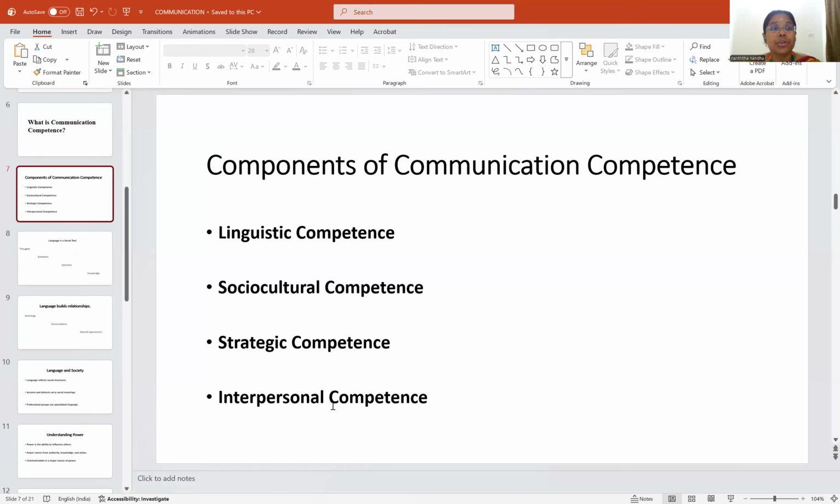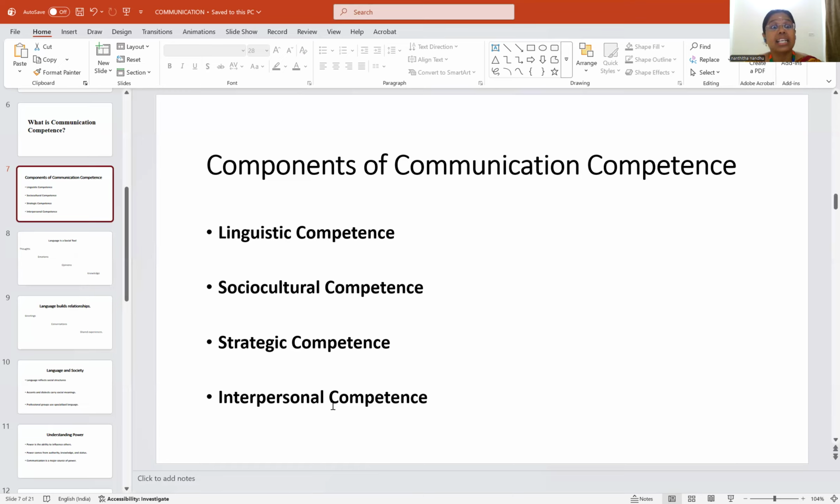Next, sociocultural competence. This involves understanding cultural norms and expectations. Effective communicators adapt their communication according to the social and cultural context. It is not only about the content, but more about the listeners. How we communicate things to them is more important than the content itself.